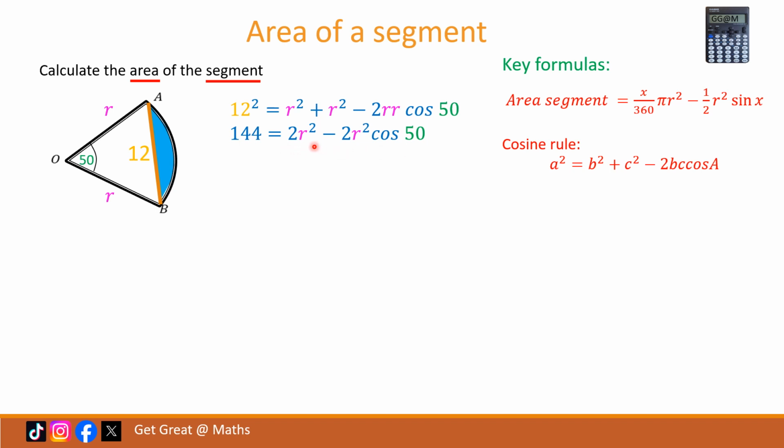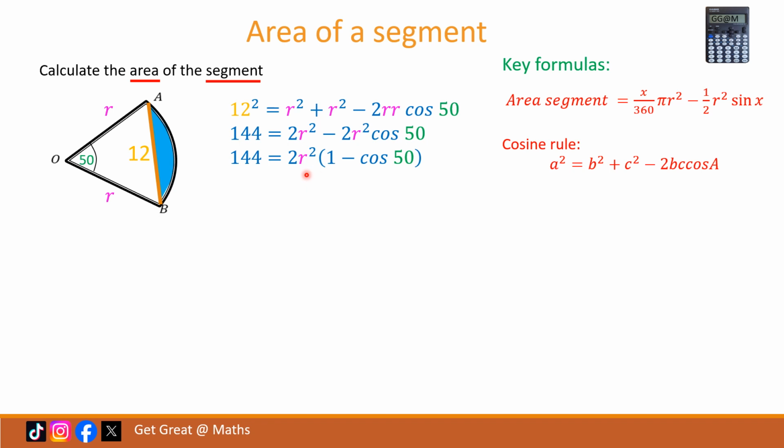From here, I need to factorise. So I'm going to factorise out 2r squared because that is common on both these terms on the right-hand side. So 144 stays on the left-hand side. 2r squared is going to come out as a common factor, which leaves me with 1 because 1 times 2r squared gives me the 2r squared. And 2r squared times minus cos 50 leaves me with minus 2r squared cos 50.